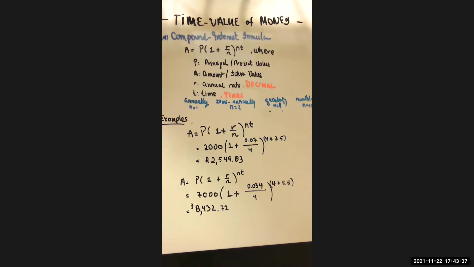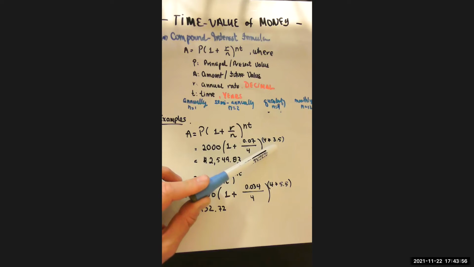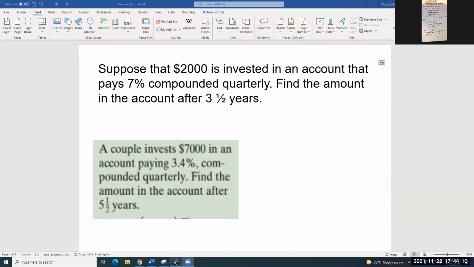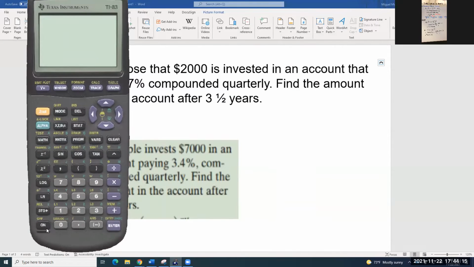So let's see what we have. First example, we go ahead and just plug in the numbers. 7% compounded quarterly, 4 times a year. The seed money, the initial deposit, is $2,000. And once again, N equals 4, over 3.5 years. Okay, so we just simply plug it in the calculator. Let's see what we have.